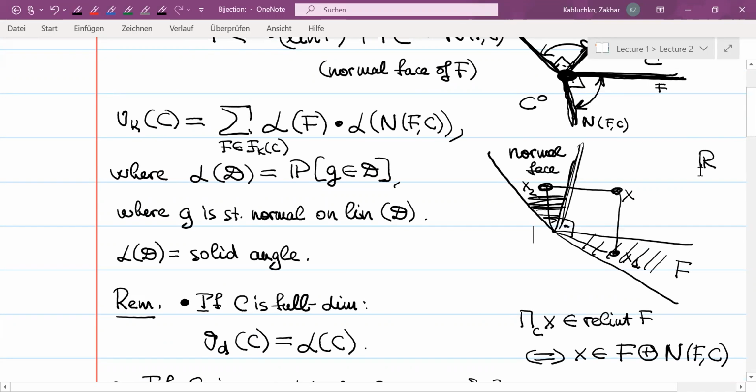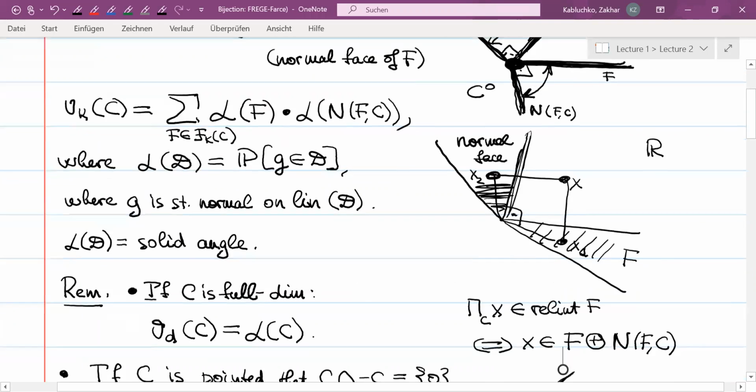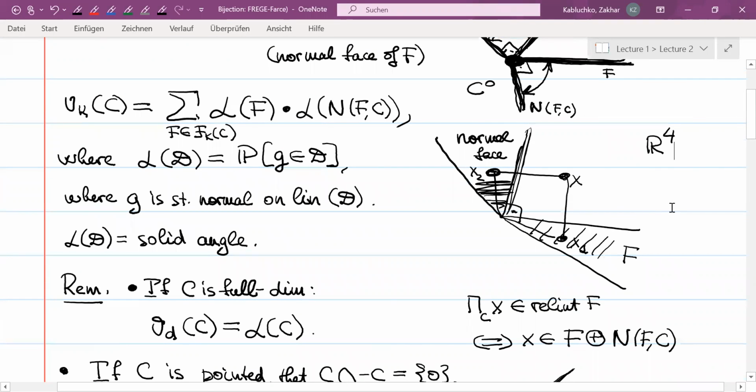Okay, so assume we are in dimension 4 and we have a cone which is not shown here. Right, in dimension 4. I forgot to write 4 here. And this angle is a two-dimensional face, so the normal face is also two-dimensional. It is some angle which is orthogonal to that one. So now we have two-dimensional planes, the linear hull of this F and the linear hull of that one, which are orthogonal to each other.